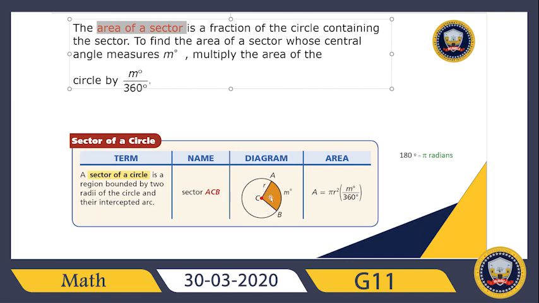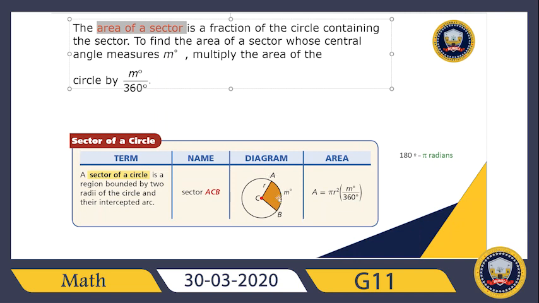Guys, by definition we can define this angle, which is ACB. Let's call this angle M. The measure of this angle is M. So I can define the area of this sector equals πr squared, which is the area of the full circle, multiplied by M, which is the angle, over 360. Why 360? Because the full circle is 360.